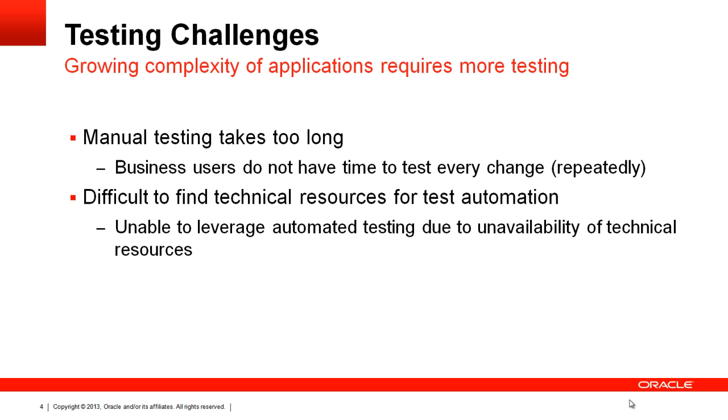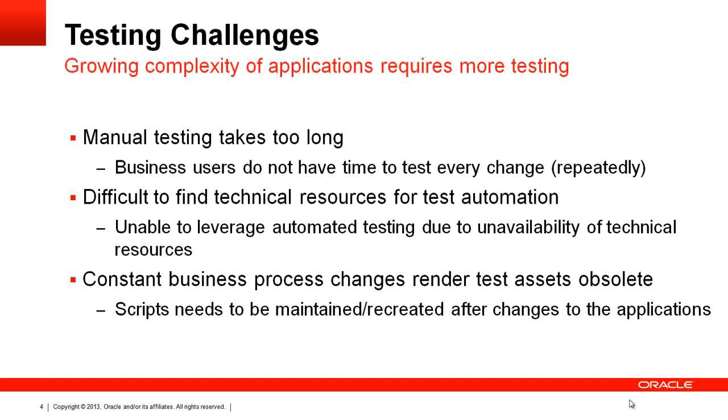If you look at it from a test automation perspective, it's sometimes difficult for organizations to find the technical resources that they need in order to create the test automation. Another problem is that the business processes change every now and then, and this may then impact the test automation scripts that have been created. So they need to be updated or maintained, and this is of course again an additional effort that has to be put into the calculation.